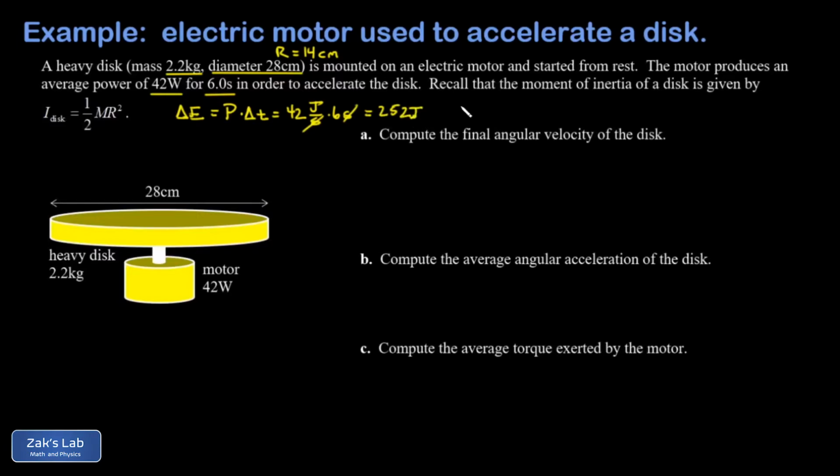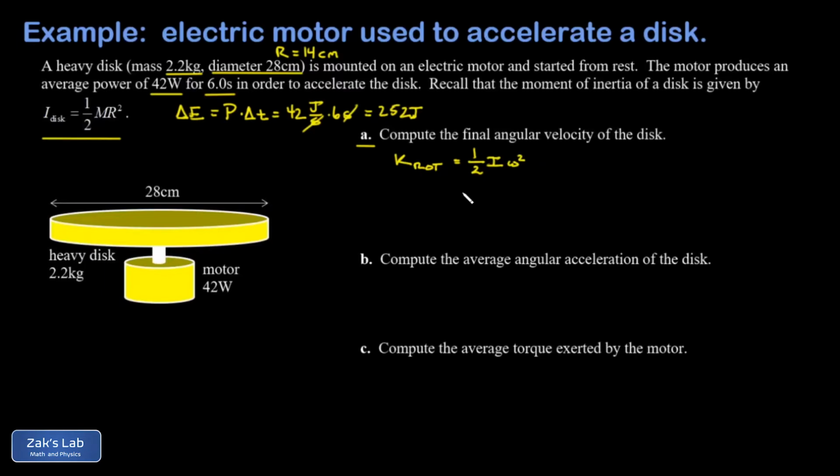All right, finally in the setup for the problem, we're reminded that the moment of inertia of a disk is given by 1/2 mr squared. And now we can get into the different parts of the problem. So in part A, I want the final angular velocity of the disk. Well, I know that 252 joules of energy has been pumped into it. And where is that energy? It's in the rotational kinetic energy of the disk. That rotational kinetic energy is given by 1/2 I omega squared.